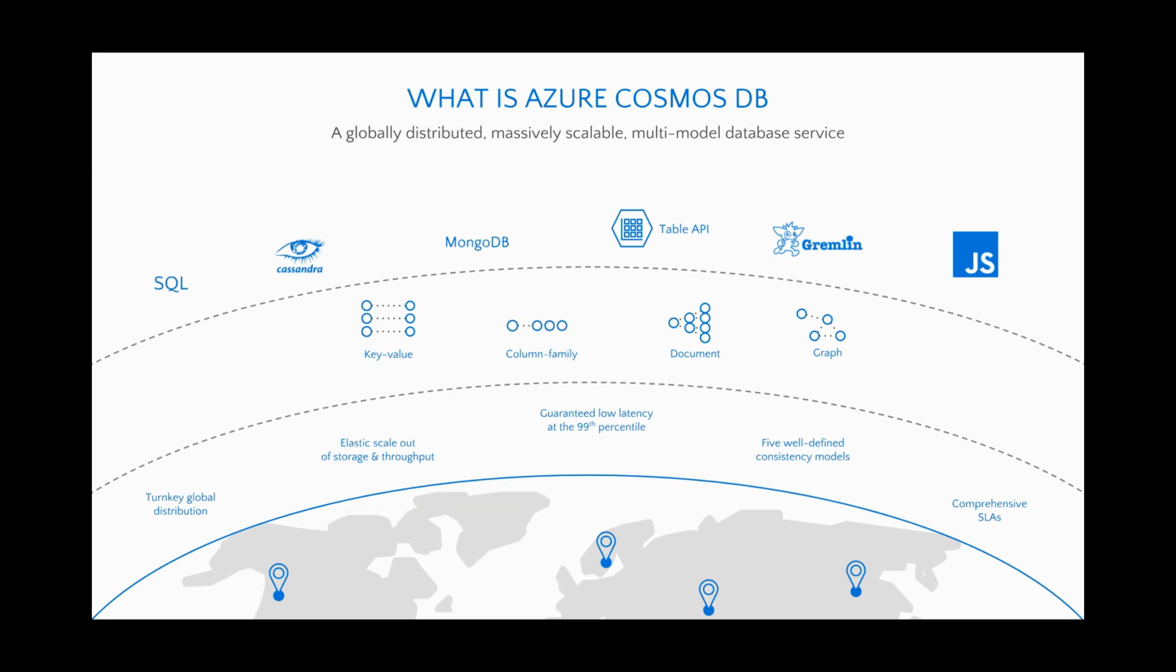We also have guaranteed low latency, meaning that our base guarantee is that a single kilobyte operation will take at most 10 milliseconds, if, of course, reading from the same region for 99% of the cases, and 15 milliseconds for writes for 99% of the cases. So we have 5 well-defined consistency models, which range from strong to eventual consistency, as well as comprehensive SLAs, which include guarantees for every single one of these capabilities.